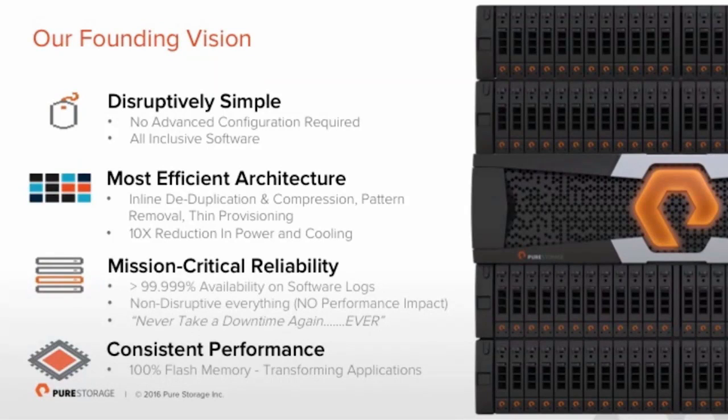We also wanted to have the most efficient architecture out there by incorporating software layers first to reduce data sets, including inline dedupe, compression, pattern removal, and thin provisioning, but also being able to reduce the data center footprint dramatically for power and cooling. Lastly, besides just overall performance, which is great with all Flash, is the mission-critical reliability. We're seeing greater than 5 nines availability, and this is based on actual software logs versus your traditional pinging of the array about every 10 minutes.